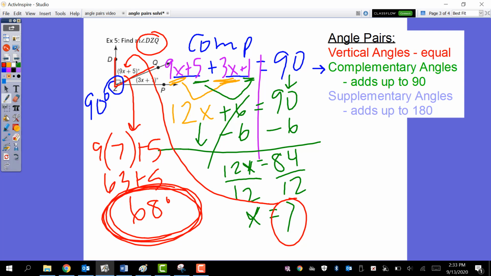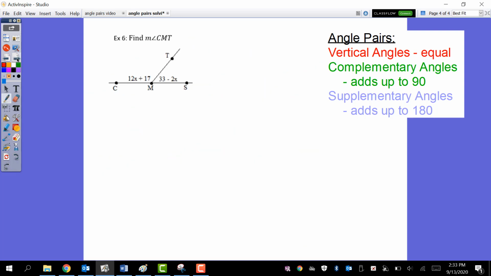All right, last example. Number 6, finding the measure of angle CMT. So I'm going to highlight CMT. After I write my equation and solve, I need to plug it back in for that angle right there. When I look at this, vertical angles would be in the picture of an X. Complementary is when there's the box in the corner. I guess I can draw a whole box. And supplementary is when it's a straight line on the bottom.